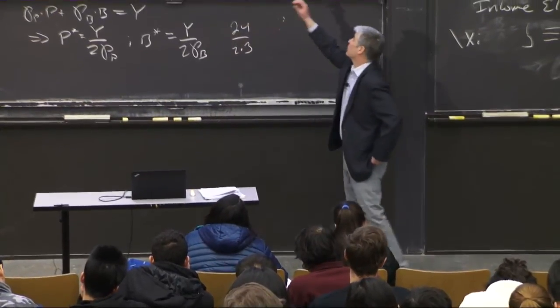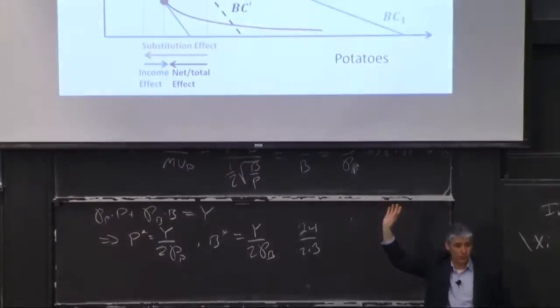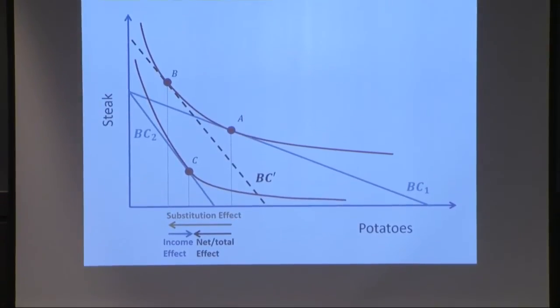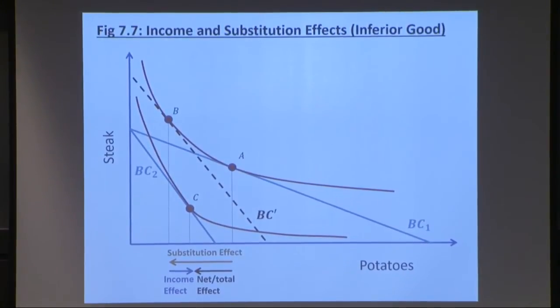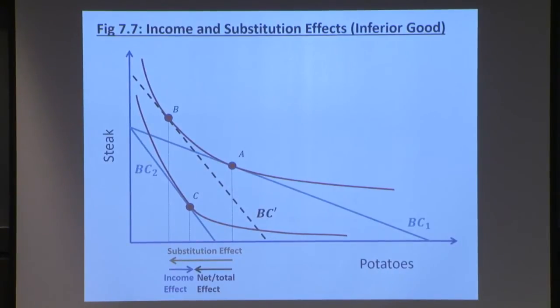So here I'm going to draw this picture with potatoes being an inferior good. That is going to ensure that steak is a normal good. Okay? I start at point A, and then I raise the price of potatoes. Let me decompose that into an income and a substitution effect. The substitution effect says, well, potatoes are a less good deal than before, so if I held my utility fixed, I would move up and to the left along the indifference curve from A to B.